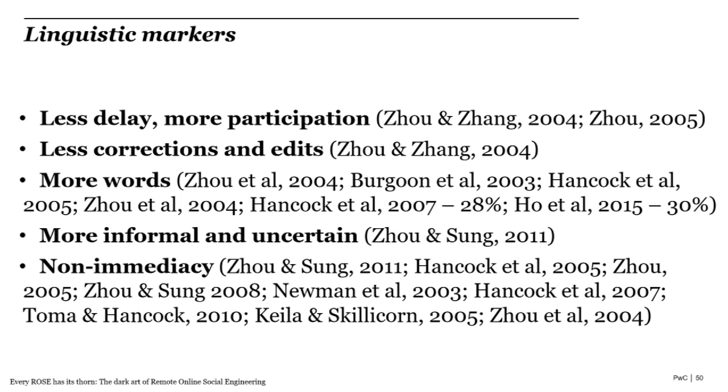So people who lie online are likely to delay less in their responses, to participate more in, say, group conversations, to write more, generally, to produce more words. However, those words are going to be more informal and more uncertain. And again, there's the non-immediacy concept that I spoke of earlier, where liars will use fewer first-person pronouns, less I, my, mine, that kind of thing, and more second- or third-person pronouns. The theory being that they're trying to distance themselves from the deception.